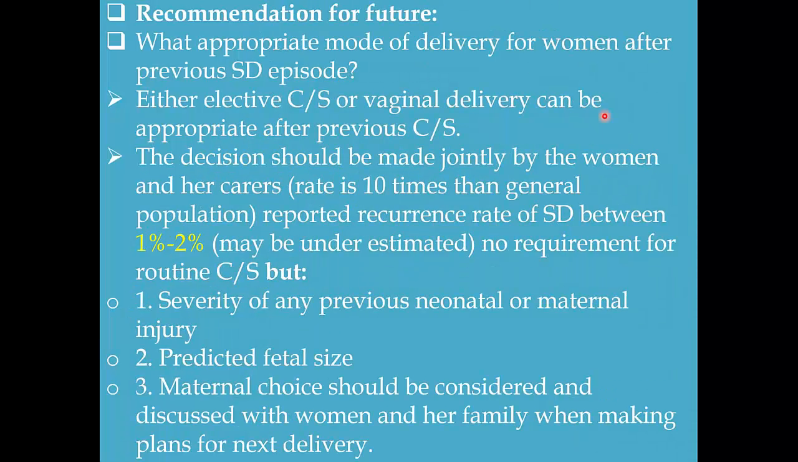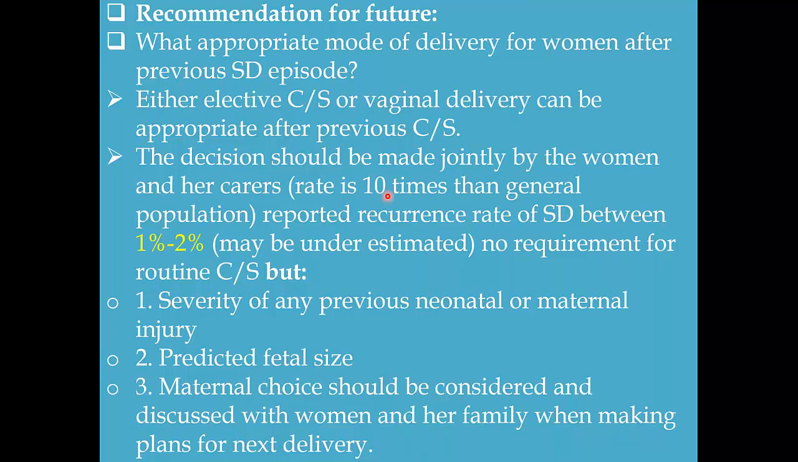So what about the recommendation for the future? What is the appropriate mode of delivery for women after previous shoulder dystocia episodes? Either elective cesarean section or vaginal delivery can be appropriate. For a patient who has had a previous shoulder dystocia and has any risk factor for shoulder dystocia, either elective cesarean section or vaginal delivery can be appropriate. The decision should be made jointly by the woman and her carers.